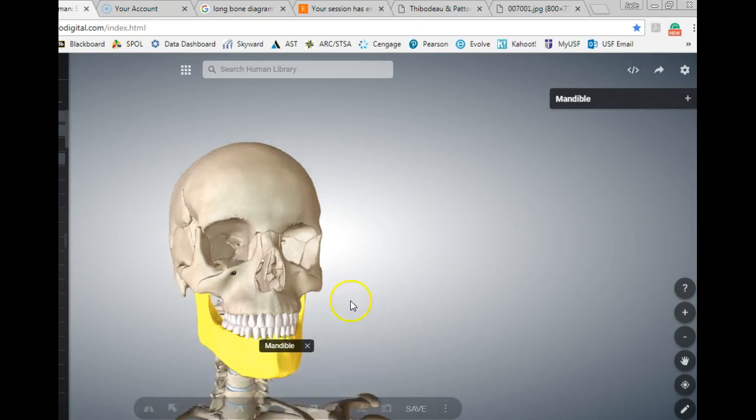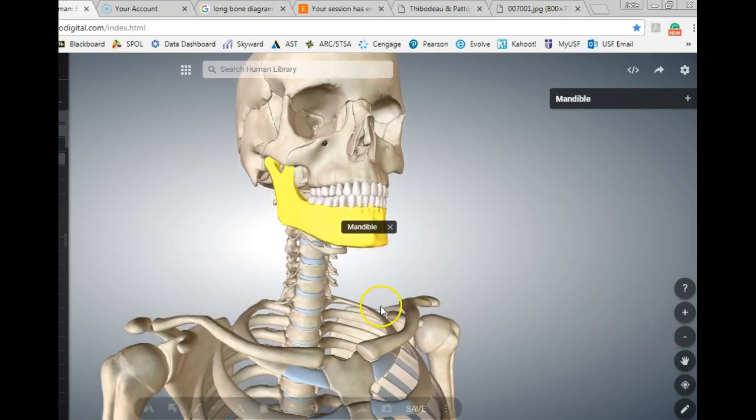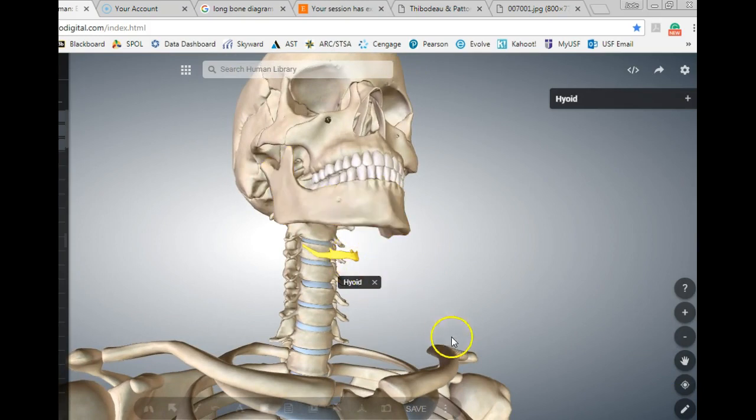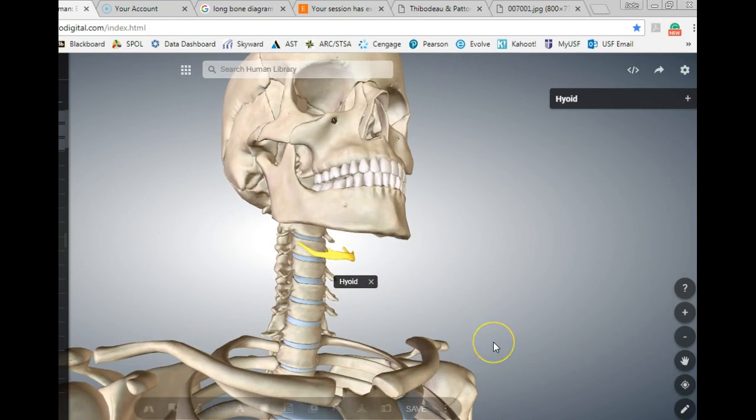Then we have the hyoid bone, which is a little difficult to see, but it's this bone right here. So the hyoid is the only bone that does not form a joint with any other bones in the skeleton. So it serves as an anchor for the tongue and it helps support the larynx, but it does not form a joint.